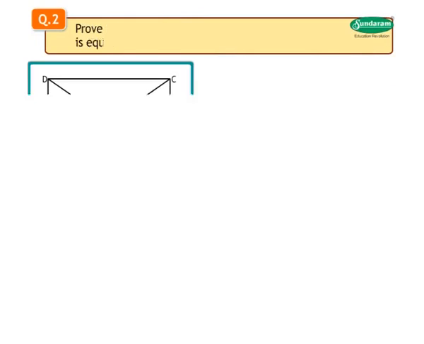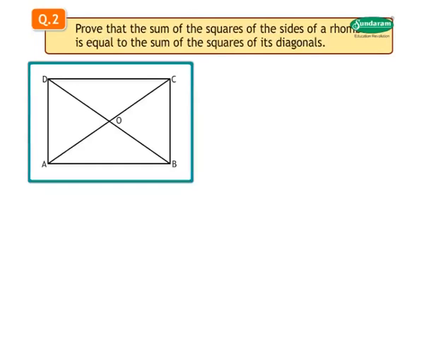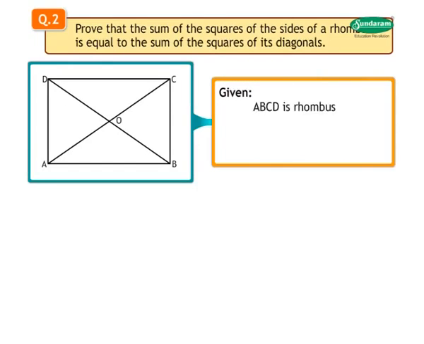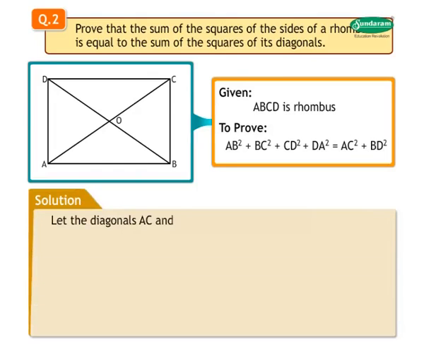Question 2. Prove that the sum of the squares of the sides of a rhombus is equal to the sum of the squares of its diagonals. Given ABCD is a rhombus. To prove AB square plus BC square plus CD square plus DA square is equal to AC square plus BD square. Solution. Let the diagonals AC and BD of ABCD intersect at point O.